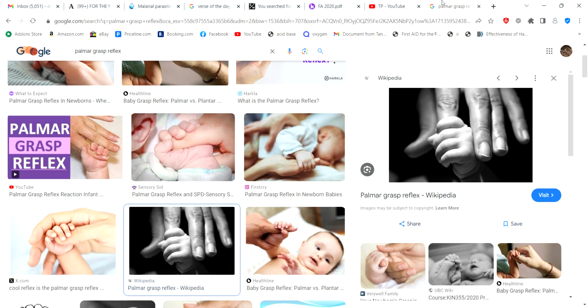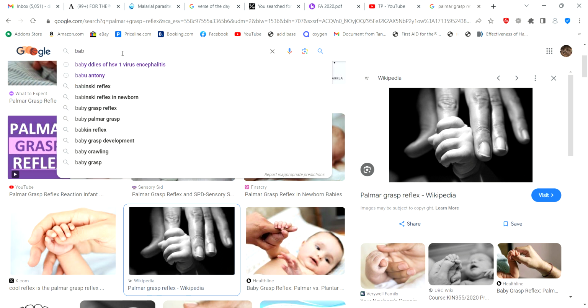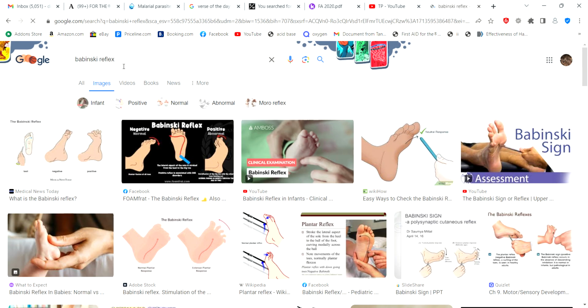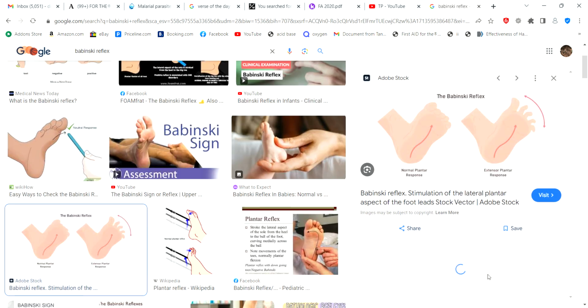Babinski reflex occurs after the sole of the foot has been firmly stroked. The big toe then moves upward or toward the top surface of the foot. The other toes fan out. Okay, so it occurs after the sole of the foot has been stroked. The big toe then moves upward or toward the top surface of the foot. The other toes fan out.